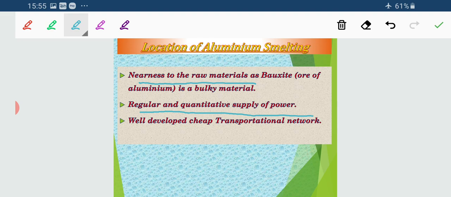So as a result, a well developed cheap transportation network is needed. Why cheap? Because the products that are produced sometimes are heavy, sometimes light, even though the metal is light. So it depends upon the products that are to be produced. Like wires are lightweight, but if aluminium sheets are there, then it is heavyweight. So it depends upon the output. It has to be transported to the area, so it needs a well developed cheap transportation network.